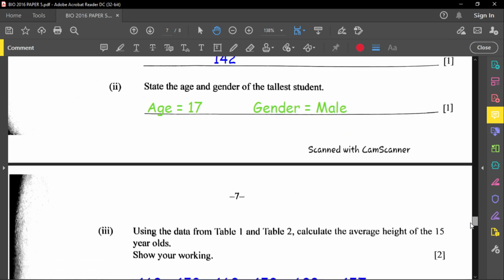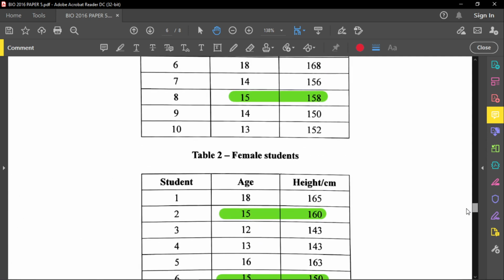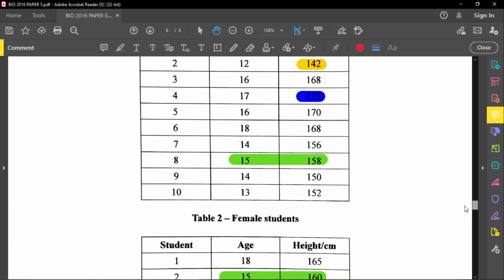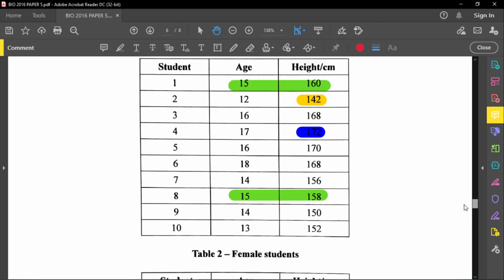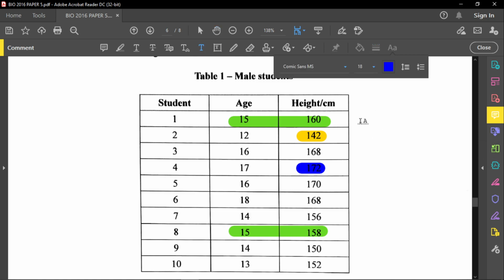Let's go to the graph. I drew the graph. And what I want you to notice is that, for example, for the 15-year-olds, you have more than one person of the same gender. So you have to find the average for those. A quick way to do that is at the side right here. To find the average, you go through each number.